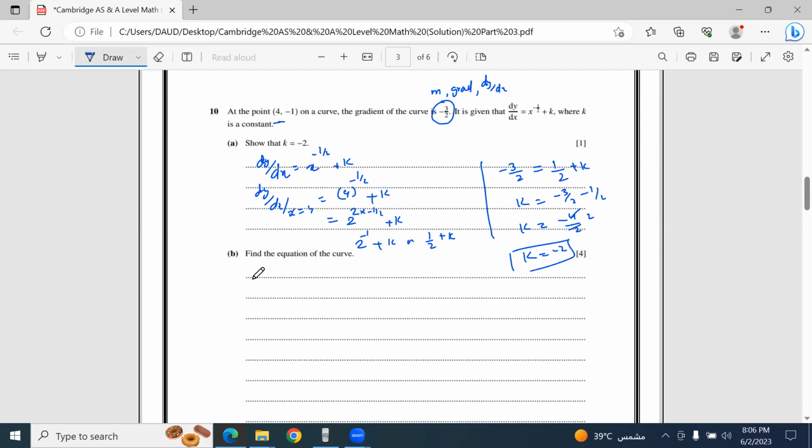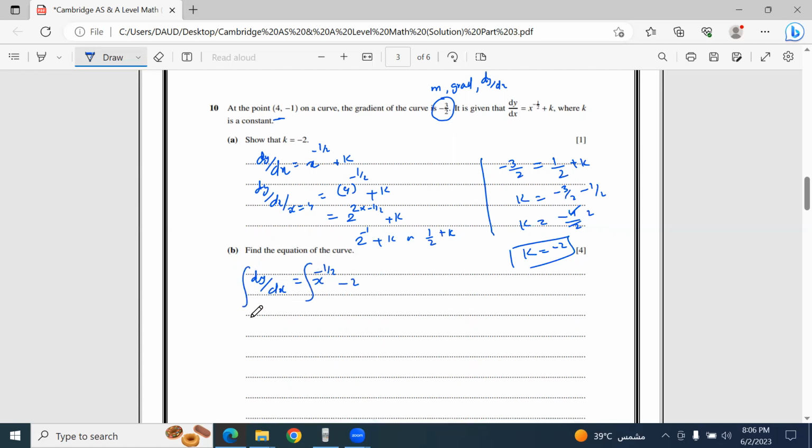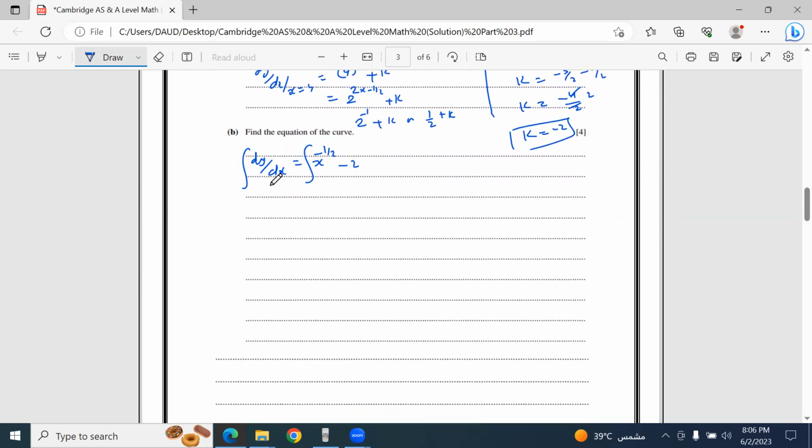Remember that this is the derivative. So how to bring it back to the curve? By taking integration, which is the reverse process of derivative. So if your derivative is dy over dx equals x power minus 1/2 minus 2, what is the integration of this? Once you apply integration, it becomes y, and when you apply it on x, add one to the power and divide, same thing, means x power minus 1/2 plus 1 over minus 1/2 plus 1, and here we have minus 2x and plus constant of integration.